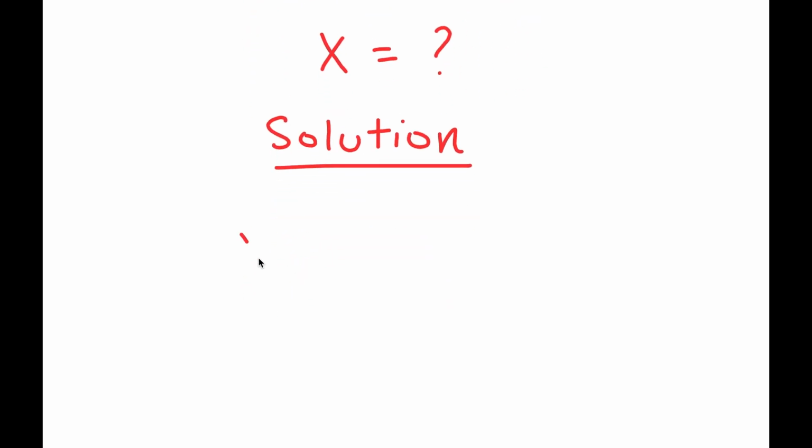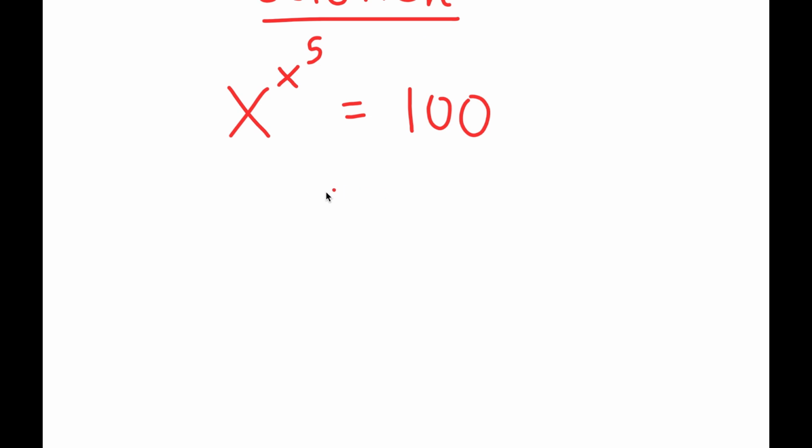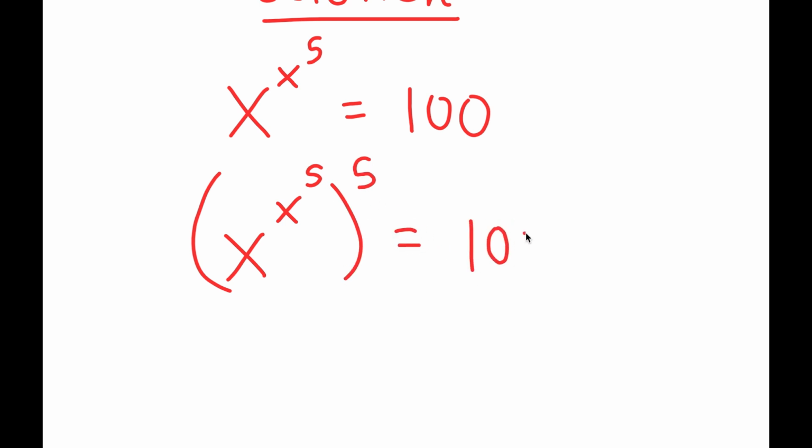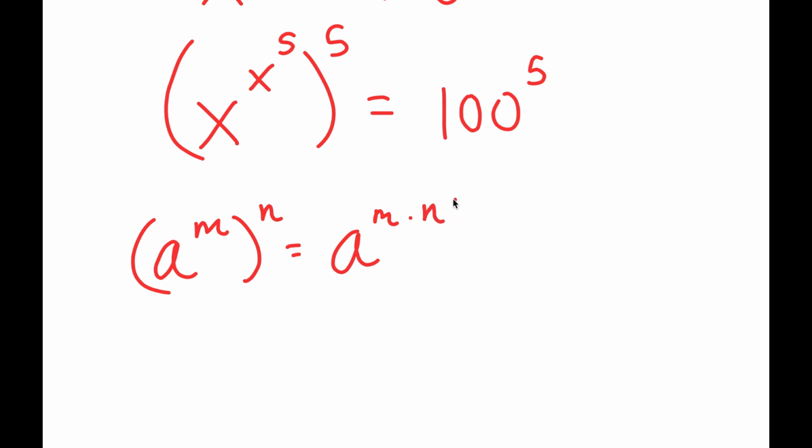I have x to the power of x to the power of 5 is equal to 100. And what I'm first going to do is take the power of 5 on both sides. So I get x to the power of x to the power of 5, to the power of 5, is equal to 100 to the power of 5. And now from here, I can use the property that states that a to the power of m to the power of n is equal to a to the power of m times n.